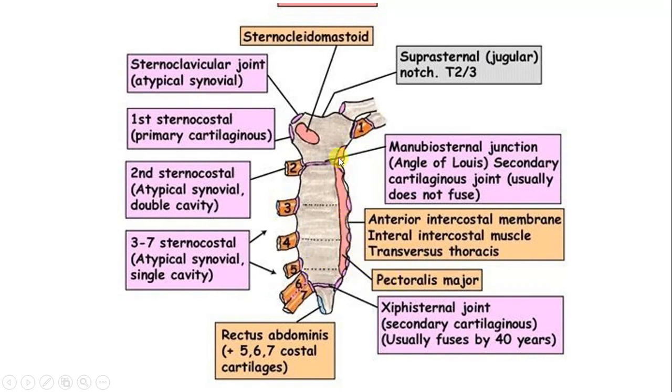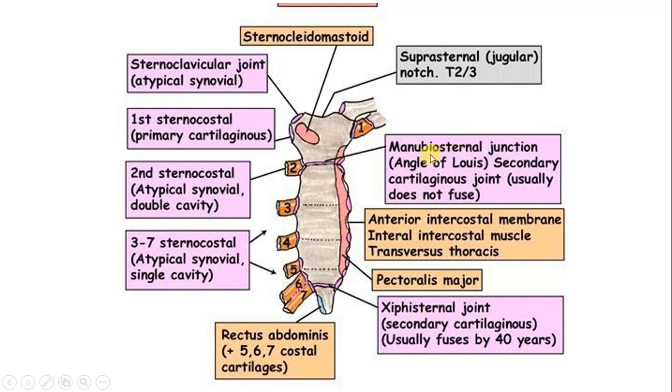Here are shown further attachments on the body. Here is the attachment of the pectoralis major. Then is the attachment of the anterior intercostal membrane, which is part of the external intercostal muscle that we will study later on. Internal intercostal muscle and transversus thoracis muscle are attached on the sides of the sternum.